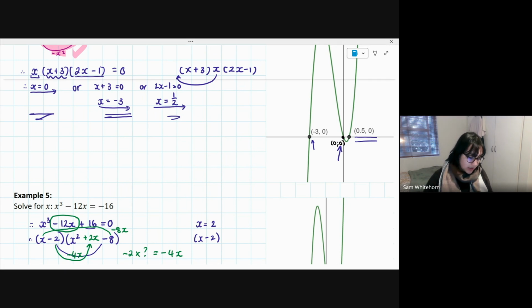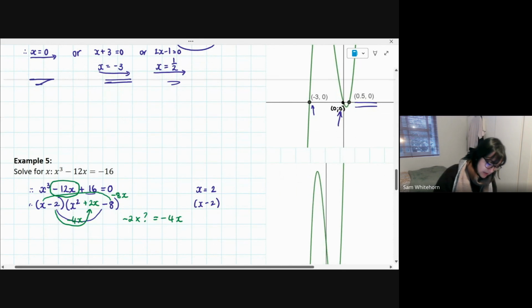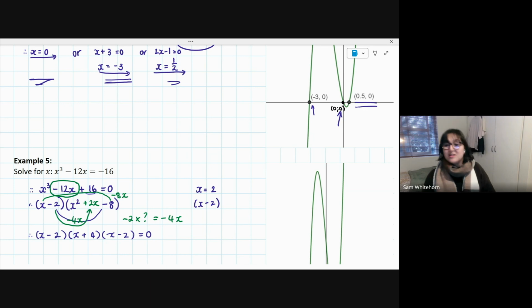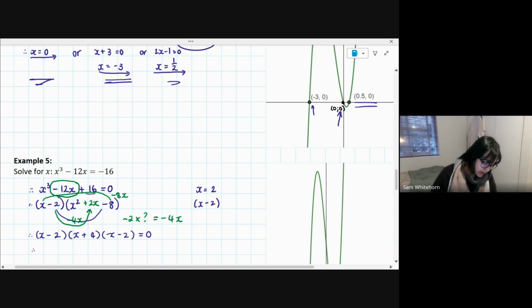Once we've got our quadratic, we factorize it, giving us x plus 4, x minus 2. Again, guys, use your quadratic equation if you know that you're not super comfortable with factorizing quadratics. I'm doing this with my grade 9s at the moment, so this is, again, in my head. And now we can solve our equation.